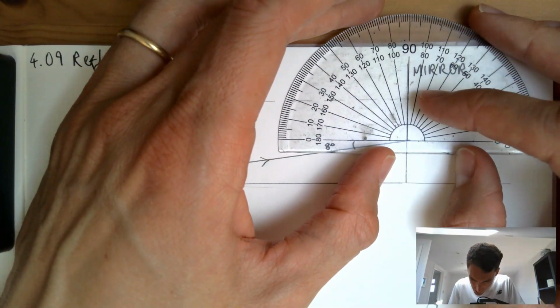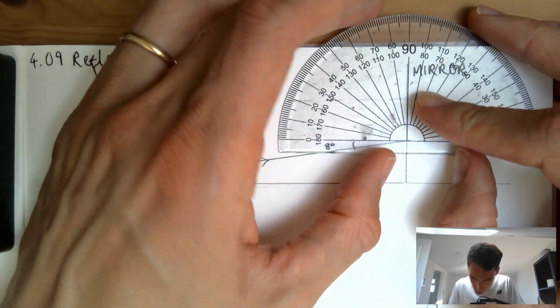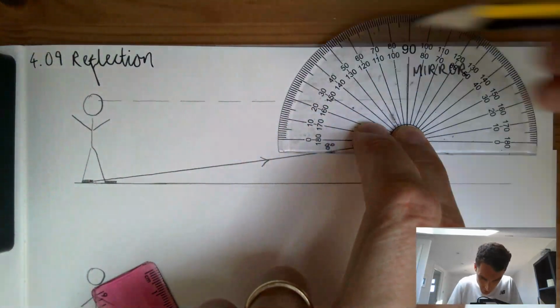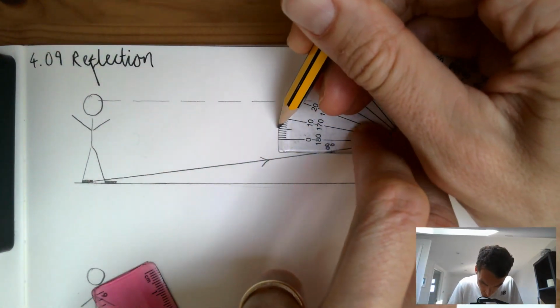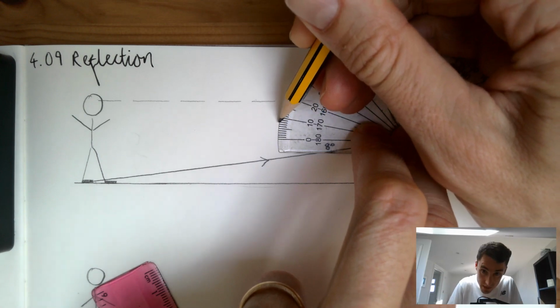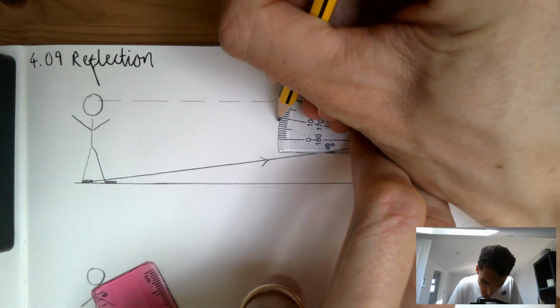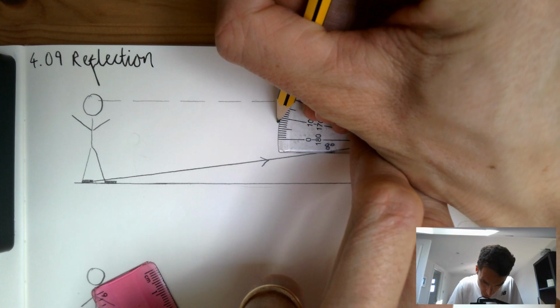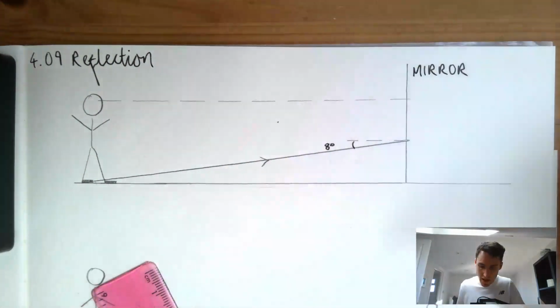Now this is a test of how accurately I've done my measurements and so on. But if I go around to 8 here, so 1, 2, 3, 4, 5, 6, 7, 8, and hopefully you can see that, and students will be able to see that when you're modeling this. That's going to be about there.